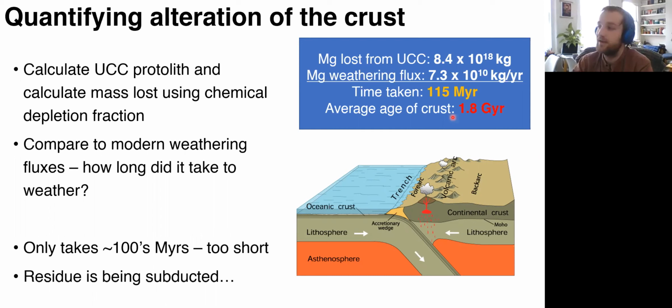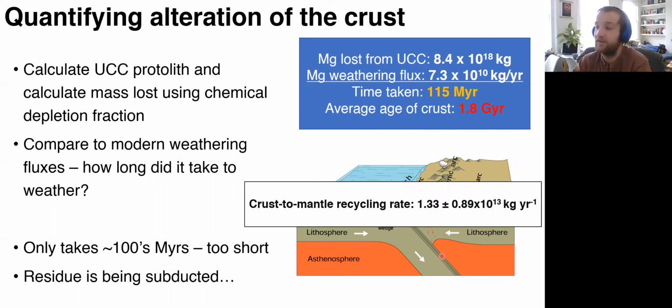So if we need to resolve this discrepancy, we need to be basically stashing weathering products away from the continents themselves. And one answer might be as sediments in the ocean basin, but if we calculate how much we'd expect to see, it's nowhere near enough from what we observe. So as a result, the only possible answer is that it's being subducted into the mantle. So doing the sums, we ended up calculating that the crust to mantle recycling rate is around 1.3 times 10 to the 13 kilograms per year.